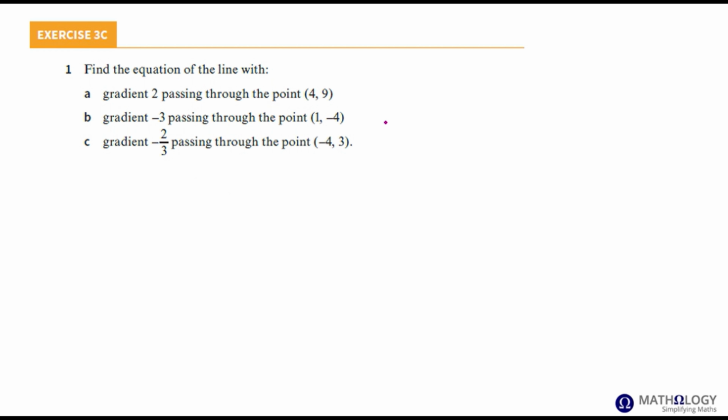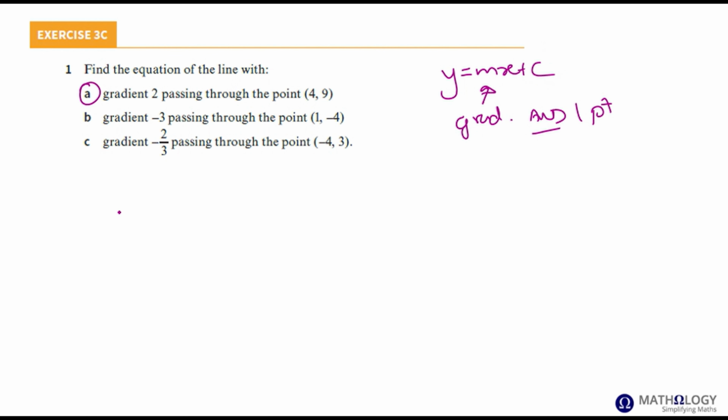To find the equation of a line, a straight line which has general equation y equals mx plus c, we need to know the value of the gradient, and we need to know one point that lies on the line in order to find the value of c, which is the y-intercept of the line.